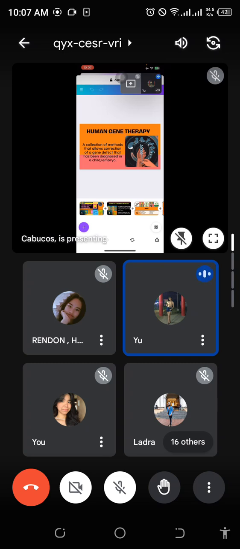So, kining gene therapy has shown promise in treating a range of genetic disorders, including inherited diseases like cystic fibrosis, muscular dystrophy, and sickle cell anemia. Next slide, Dai. Next is genetically modified crops.